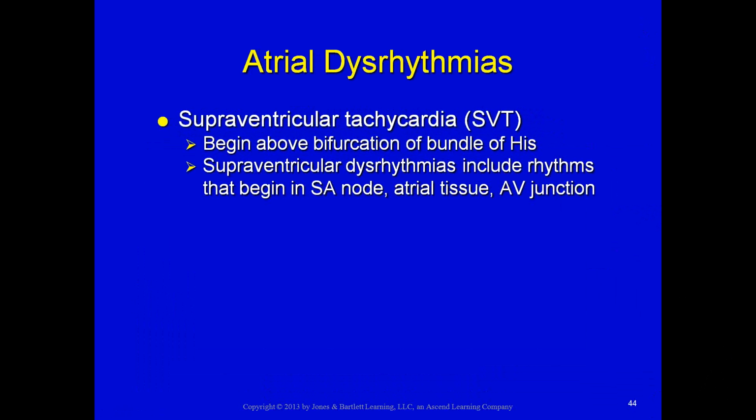Supraventricular tachycardias. Supra means above the ventricles, and these begin above the bifurcation of the bundle of His. So they could be in the AV node, they could be anywhere in the atrium. They're typically not coming from the sinus node, because the sinus node usually doesn't beat greater than 160.